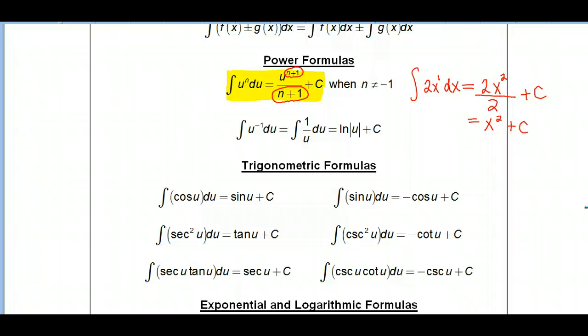Remember what you did for derivatives? You moved the exponent to the front and subtracted 1. That's what you did with derivatives. You took the power and multiplied it to the front and took 1 away from the exponent. Now we're dividing and, in practice, adding 1.